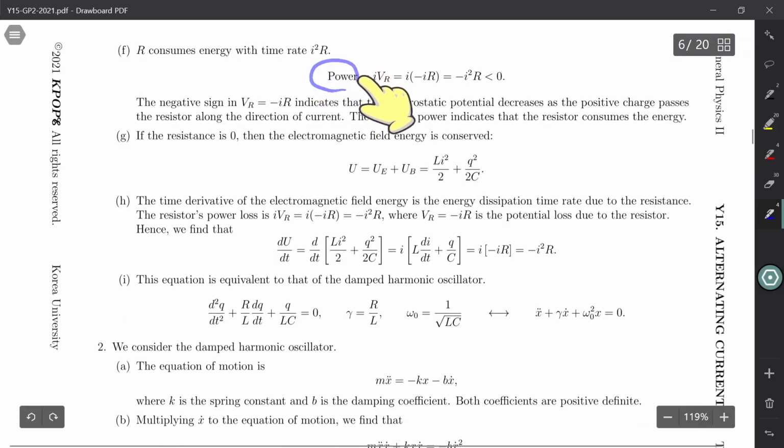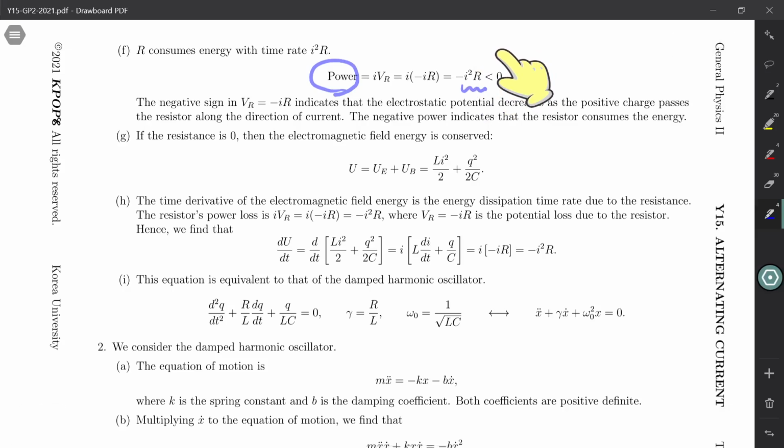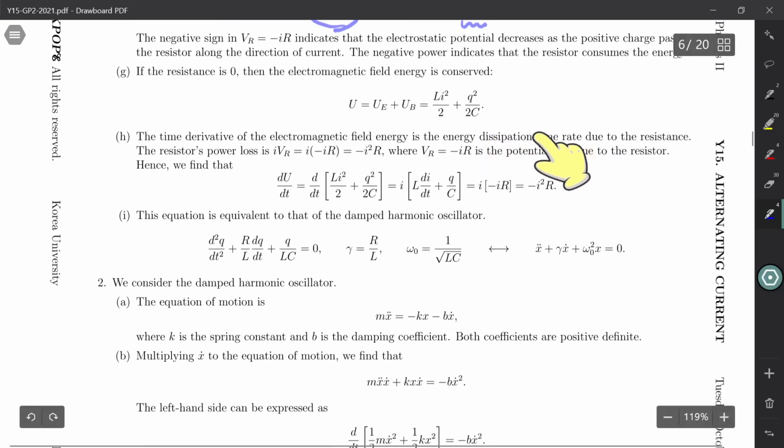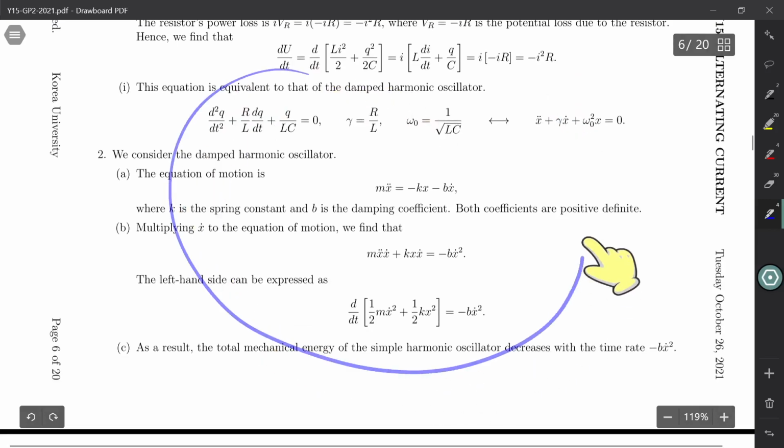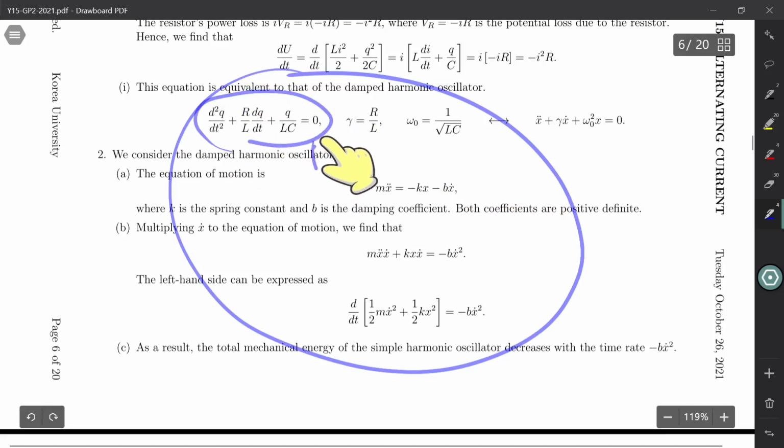Therefore, the power of a resistor is I squared R, and I squared R is the amount of energy consumed by a resistor per unit time. This we have already discussed: the equivalence of the RLC circuit and the damped harmonic oscillator.